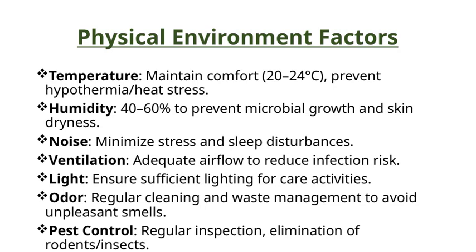When it comes to the physical environment, there are several key factors we need to pay attention to in order to ensure a safe and comfortable space. First, temperature is crucial. Maintaining it between 20 and 24 degrees Celsius helps keep everyone comfortable and prevents issues like hypothermia or heat stress. Next, humidity levels should be kept between 40 and 60%. This range helps prevent microbial growth, which can lead to infections, and also keeps the skin from becoming dry and irritated.